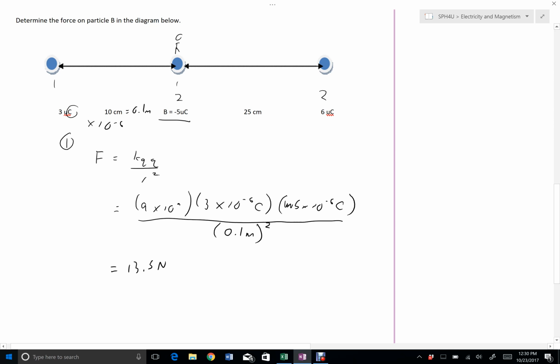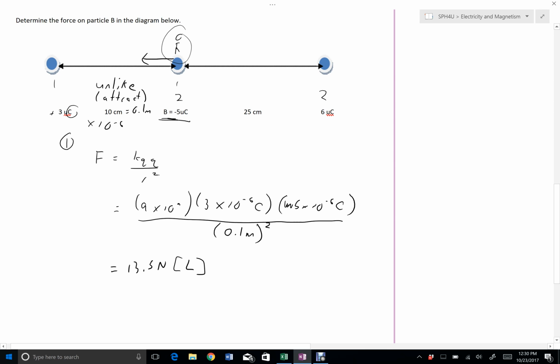And now, if I imagine this is where I am, and I'm a negative charge, and this is a positive charge, these are unlike charges, which means they attract, which means this particle is going to get pulled towards this particle, and so this is to the left.